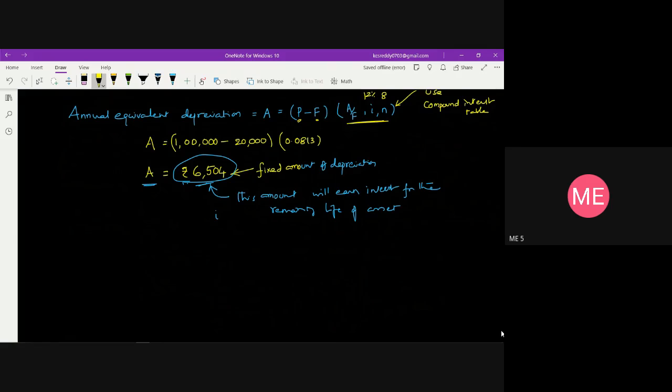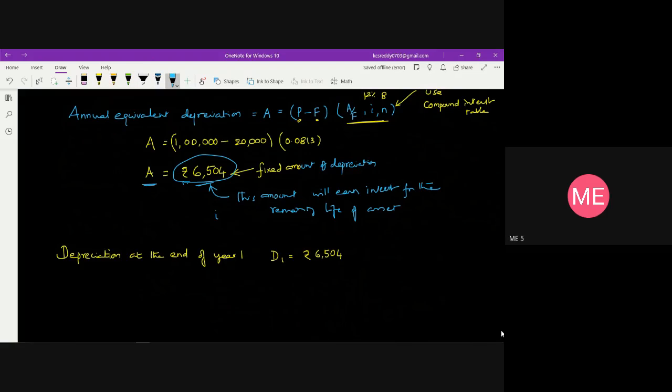What is the depreciation at the end of year one? That is nothing but D1, which is rupees 6504 only, because this is at the end of the first year.